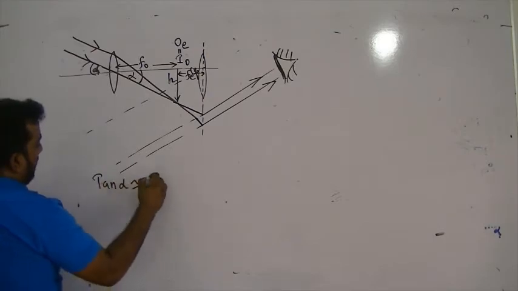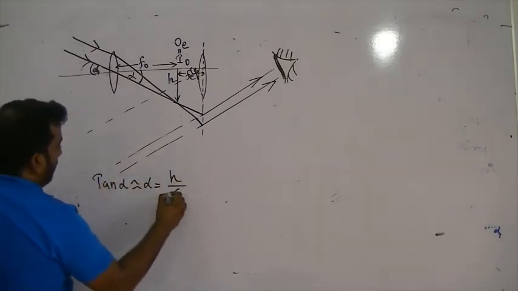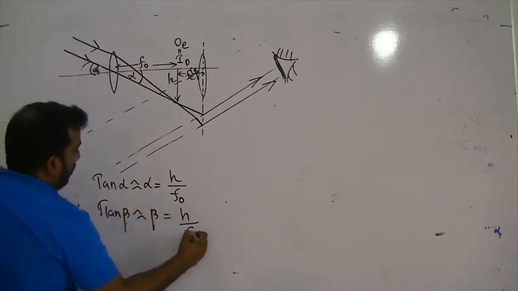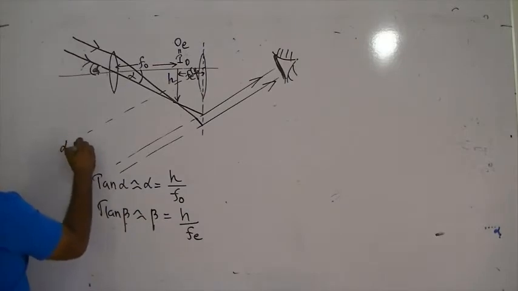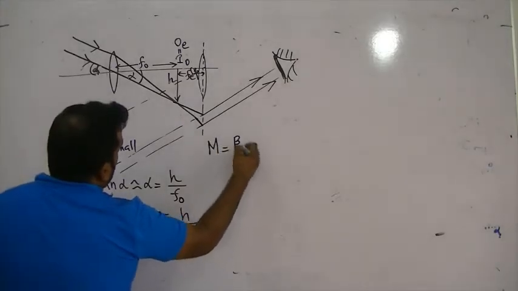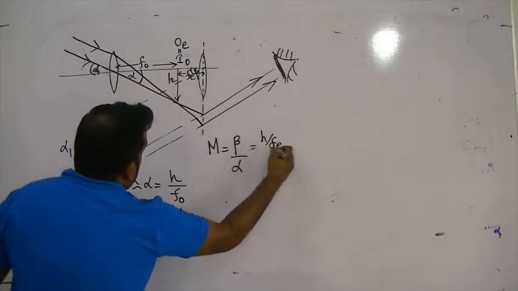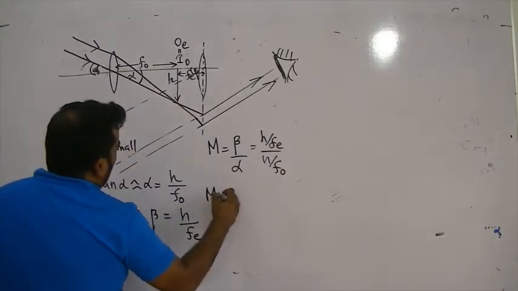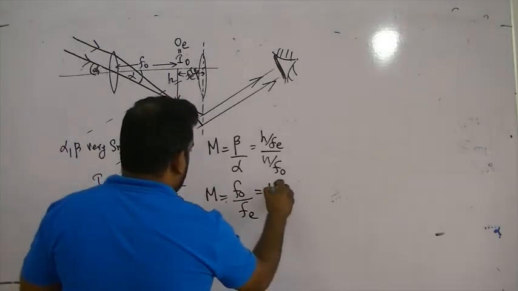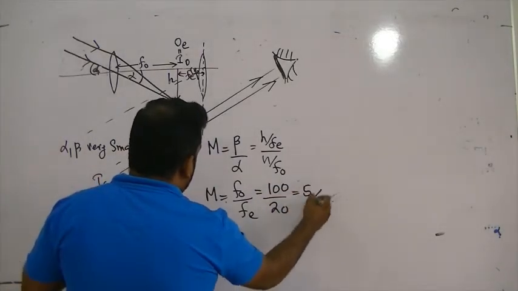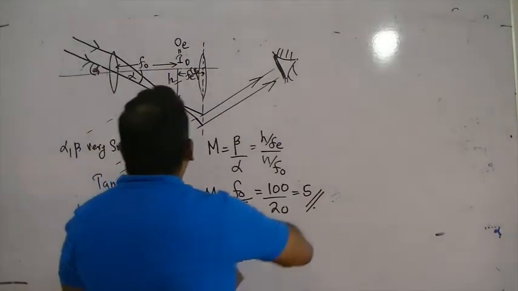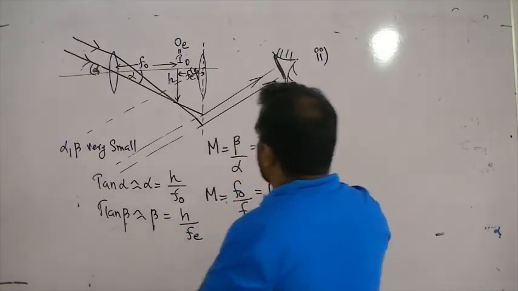Tan alpha approximately alpha equals h over F naught. Tan beta approximately beta equals h over FE, as alpha and beta are very small. Therefore, angular magnification is equal to beta divided by alpha, which is h over FE over h over F naught. Angular magnification is F naught over FE. Look at the values. 100 divided by 20, magnification is 5. Roman number 2. Nice question.